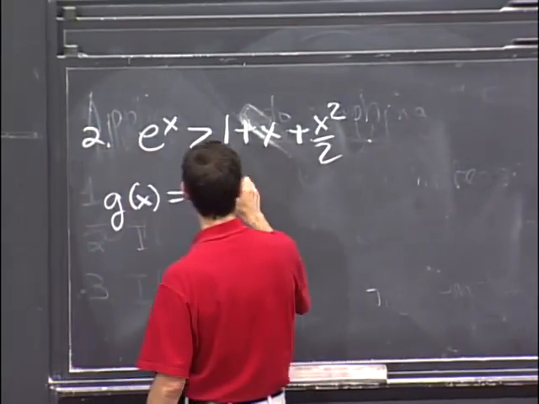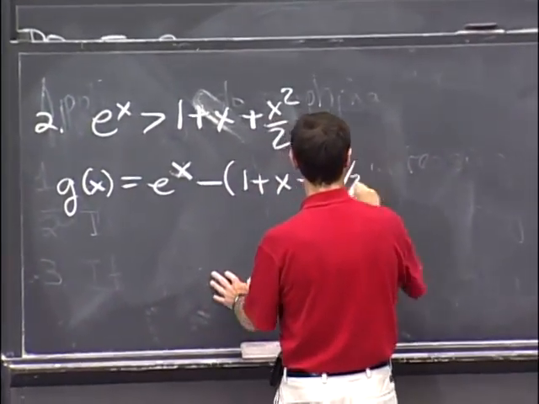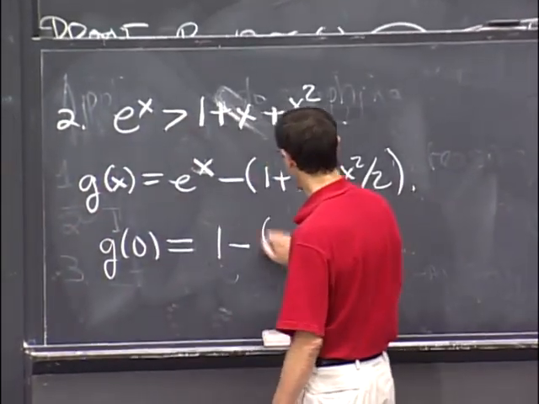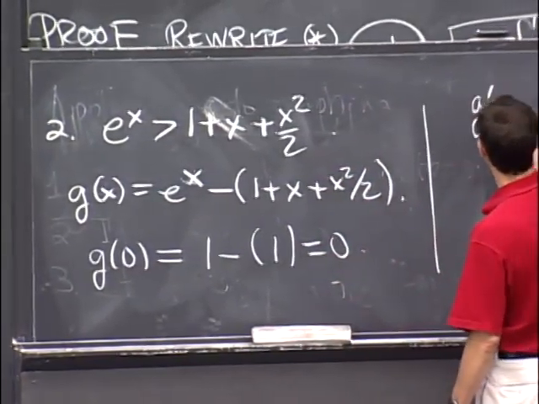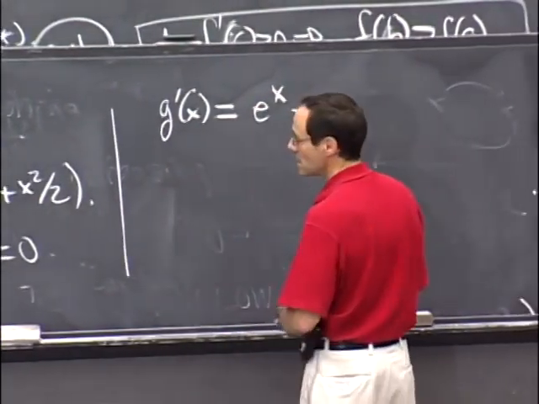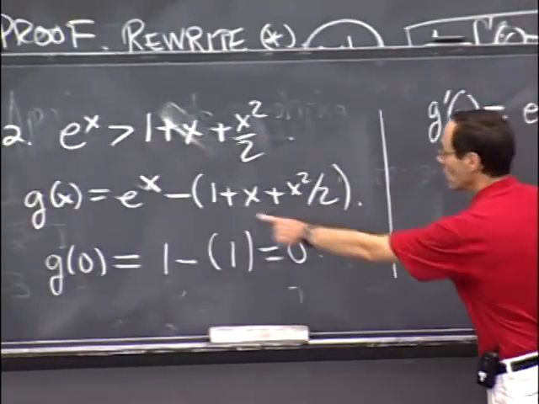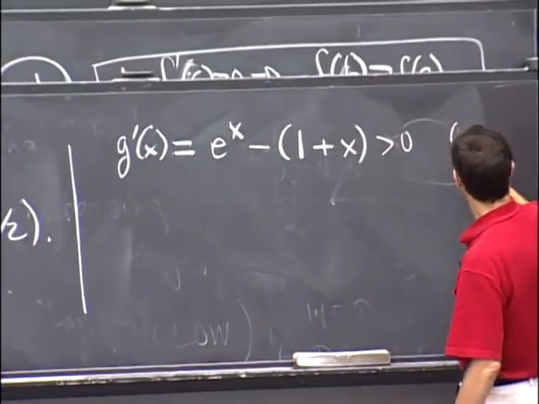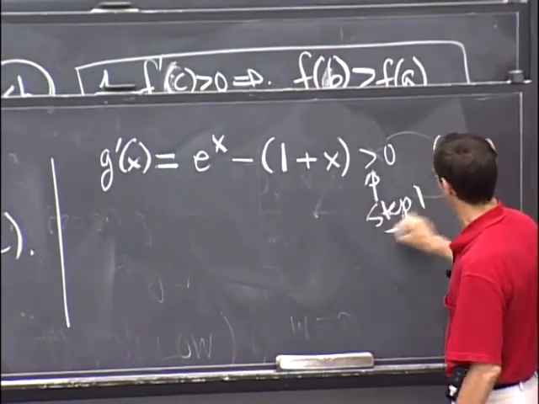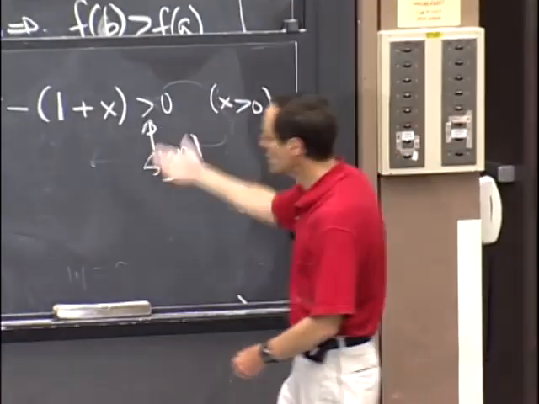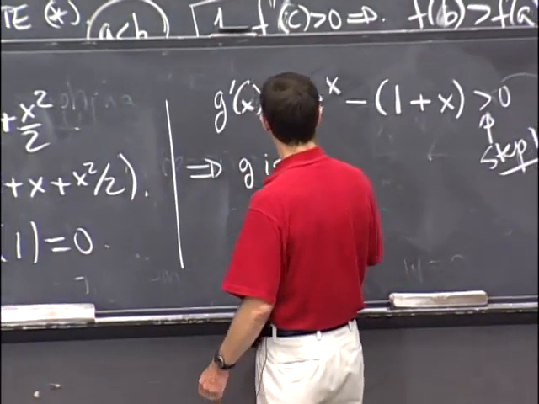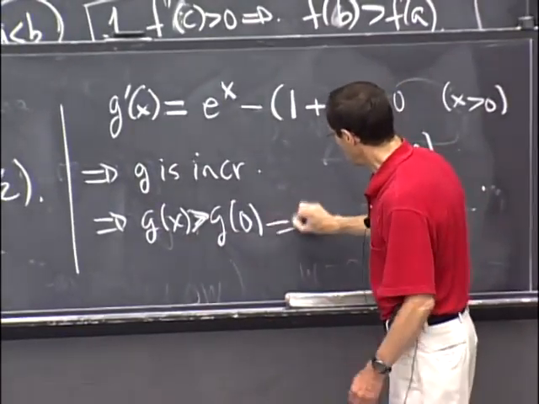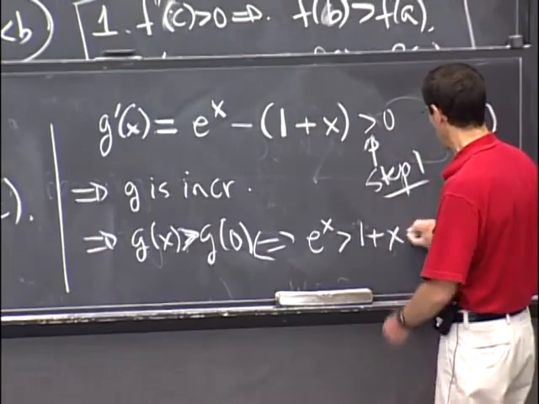I introduce a function g of x, which is e to the x minus this. And now I'm just going to do exactly the same thing I did before, which is I get started with g of 0, which is 1 minus 1, which is 0. And g prime of x is e to the x minus, now look at what happens when I differentiate this. The 1 goes away, the x gives me a 1, and the x squared over 2 gives me a plus x. And this one is positive for x greater than 0 because of step 1, because of the previous one that I did. All right? So g is increasing, which says that g of x is bigger than g of 0. And if you just read that off, it's exactly the same as our inequality here. e to the x bigger than 1 plus x squared over 2.